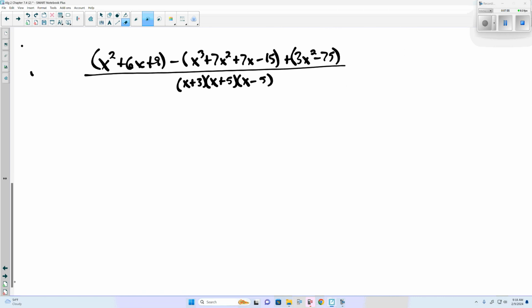Now that we put them all together, we do have to make sure our signs are okay. x squared plus 6x plus 9. We distribute the negative through the middle term.